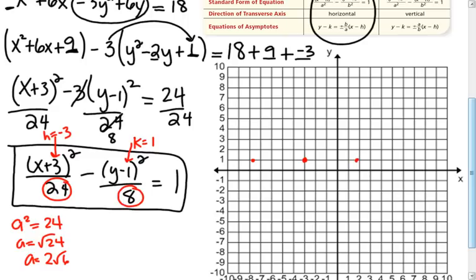This gives you your b squared value. So b squared is 8, which of course means that b is the square root of 8, which is also 2 root 2. Okay. And as a decimal, 2 root 2 is 2.8. So I'm going to go 2.8 up and 2.8 down from my center. And I'm going to kind of create my little box here.